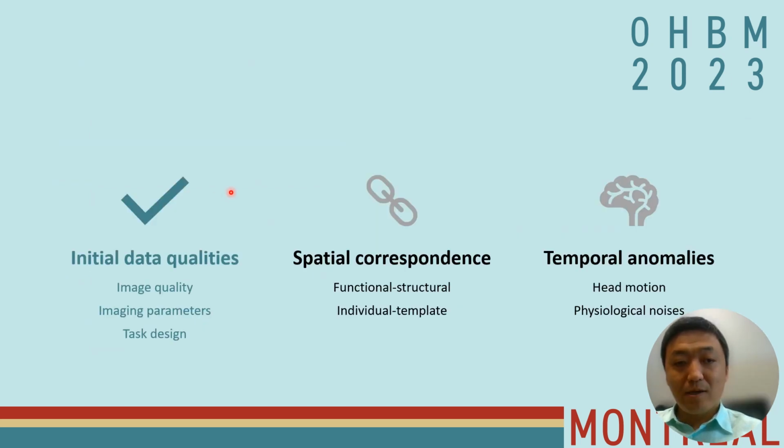Quality control can be categorized into three categories. The first is before any of the preprocessing steps, we need to check the quality of the data. It includes the quality of the image, but also the image parameters and task designs.